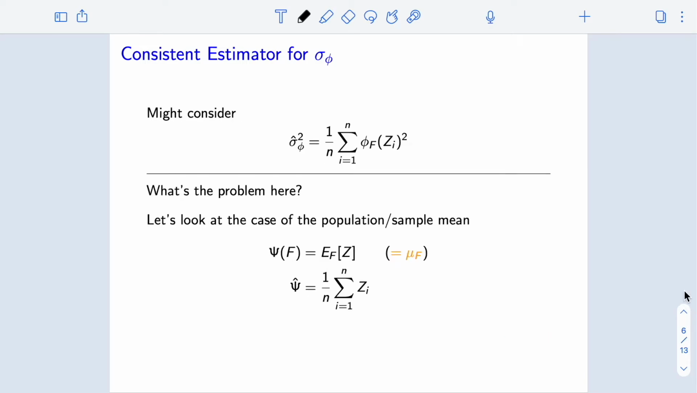So what's the problem here? Again, this sub f here makes things tricky. Let's look at this in a very simple case, in the case of estimating the population mean using the sample mean. So in this case, our parameter is just going to be the population mean. We'll call it mu sub f. And our estimator is just going to be the sample mean, what we've called in the past z bar n. I'm just trying to stick with the general notation here.